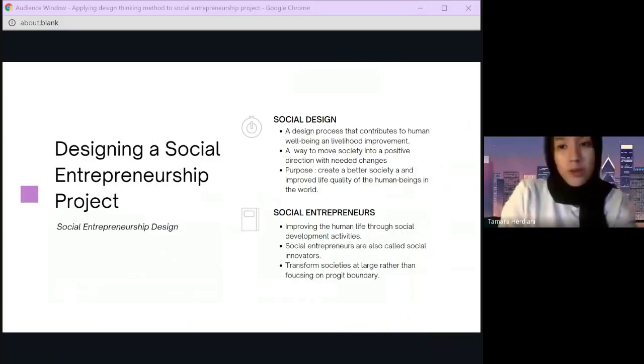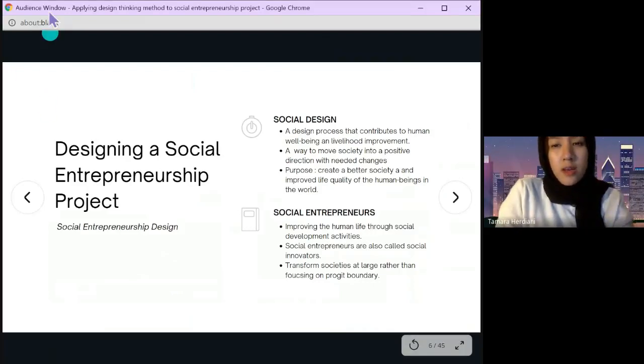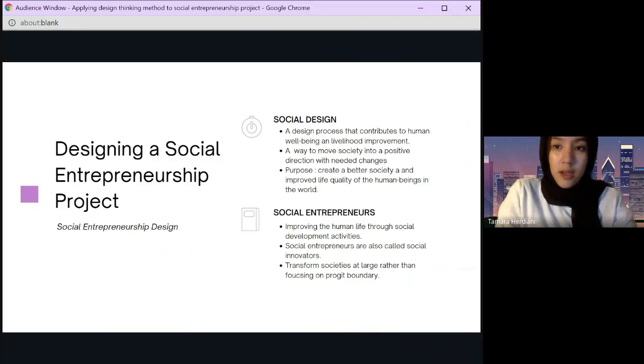So here we are going to discuss the design of a social entrepreneurship project. First, we would like to explain what is exactly a social design. Social design is a design process that contributes to human well-being and livelihood improvement. It's a way to move society into a positive direction with needed changes. Its main purpose is to create a better society and improve life quality of the human beings in the world.